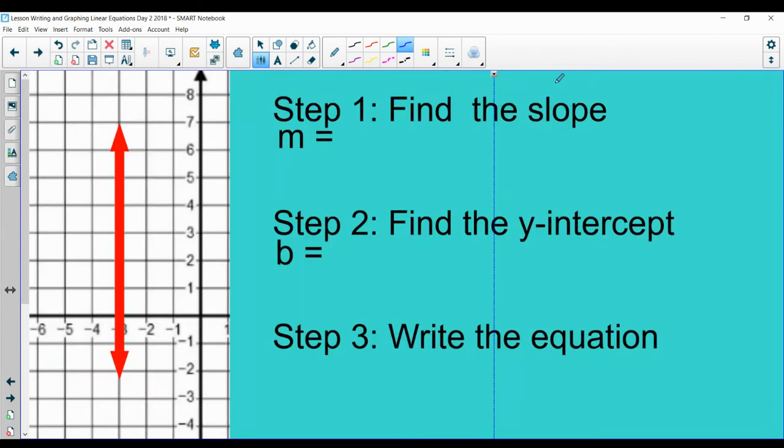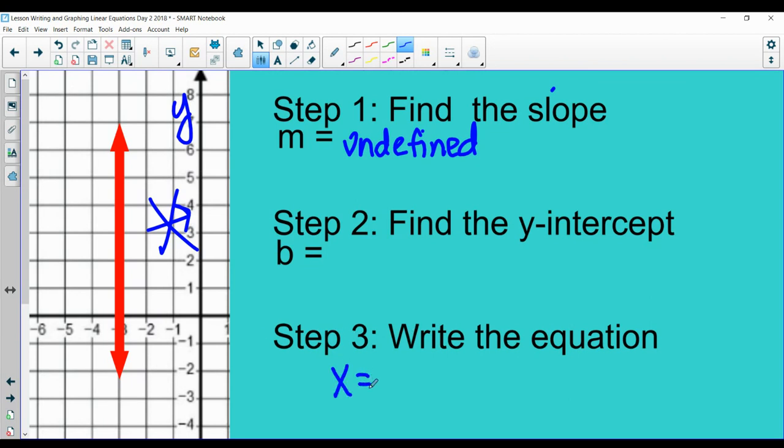In our last case here, we have a vertical line, and if you remember, that slope is undefined. Because it's undefined, it's never going to have a y-intercept, because this line right here never crosses that axis. It's never going to cross it. So there is no y-intercept. So for this one, I can't put y equals anything because it doesn't cross the y-axis. So on a vertical line, you're going to write x equals, and then you're going to write where it goes through, and it goes through -3 on the x-axis.